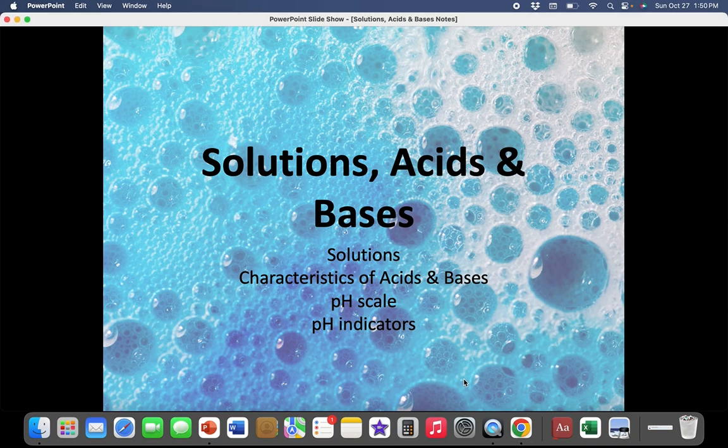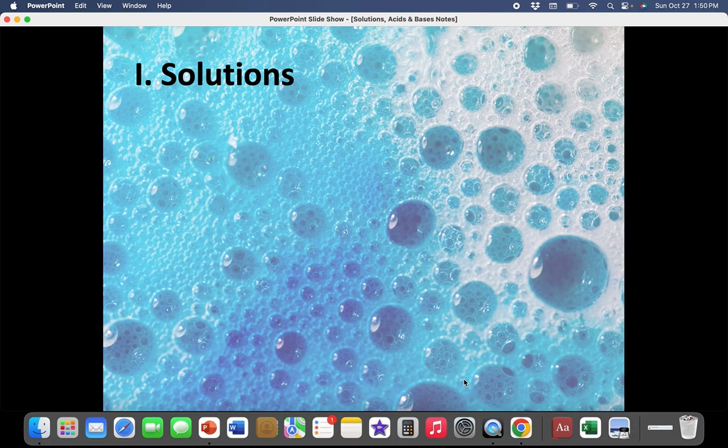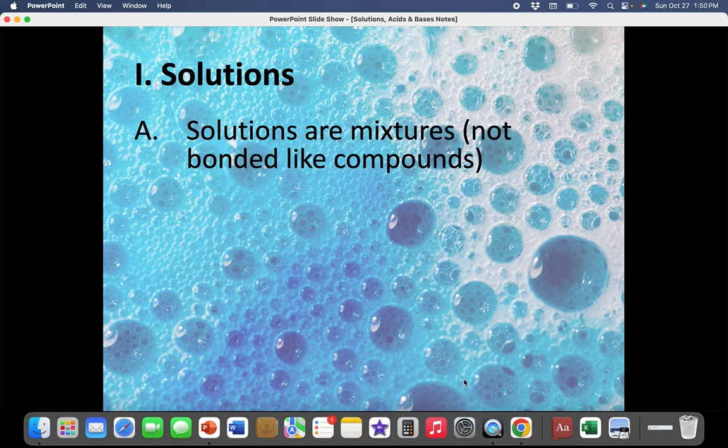So, to start, a solution itself is defined as a mixture. It's not a compound, and it's actually a mixture. It could be a mixture of compounds, a mixture of elements, a mixture of several different kinds of either atoms or molecules. They're not bonded together, so the parts of a mixture aren't sharing or transferring electrons. They are just in the same place at the same time.